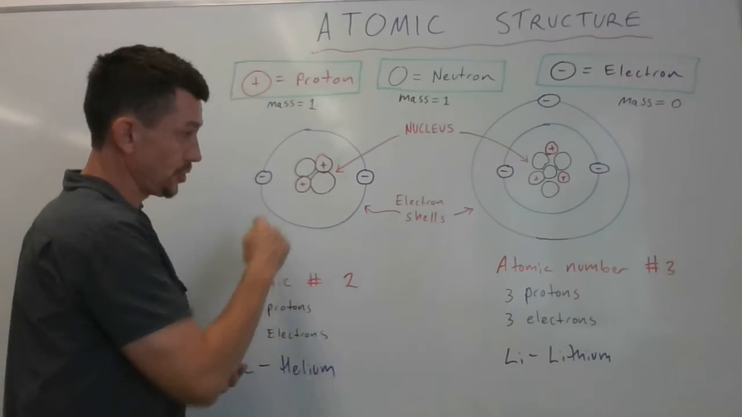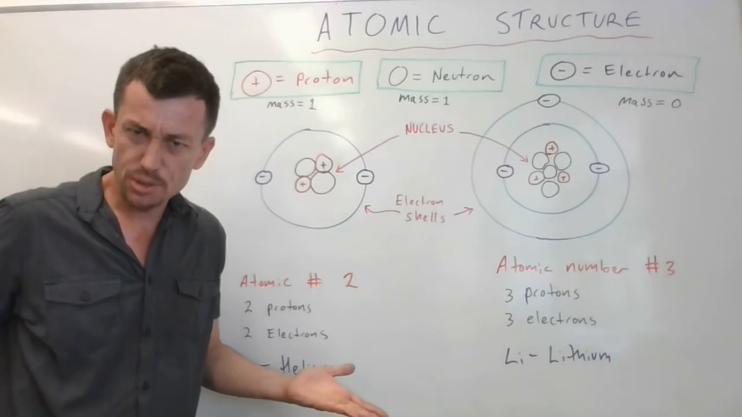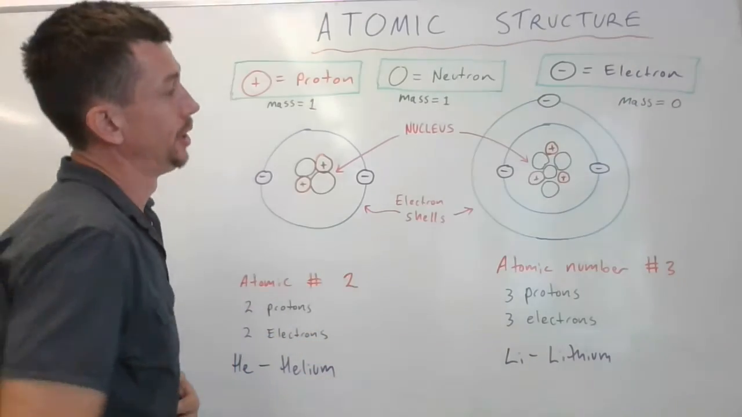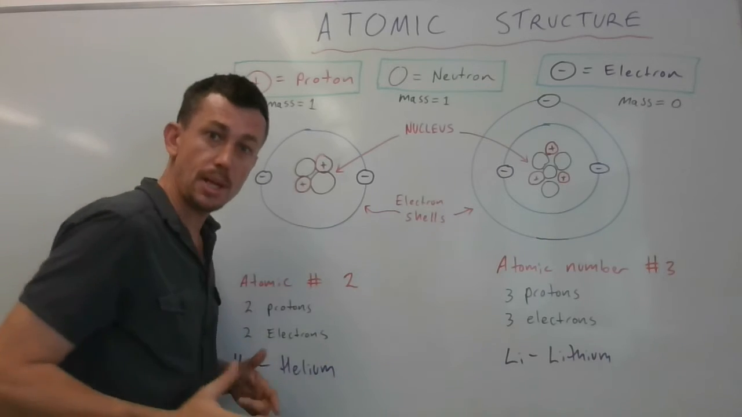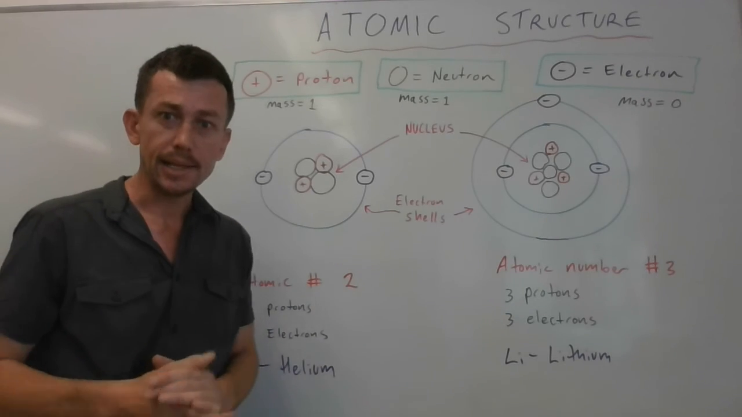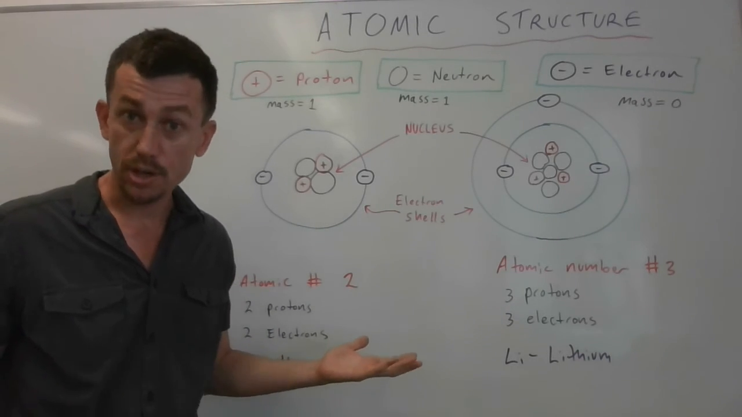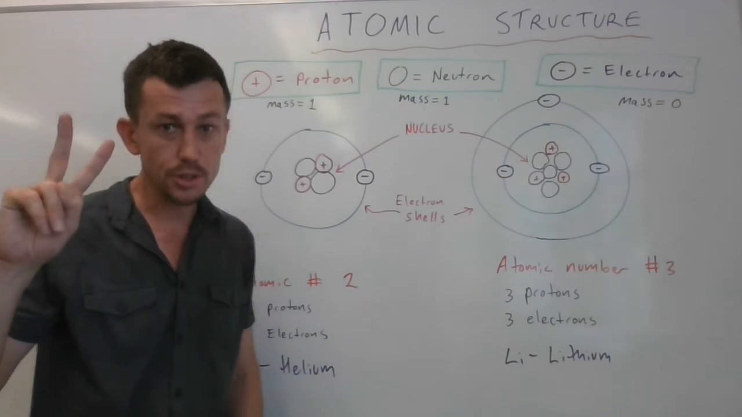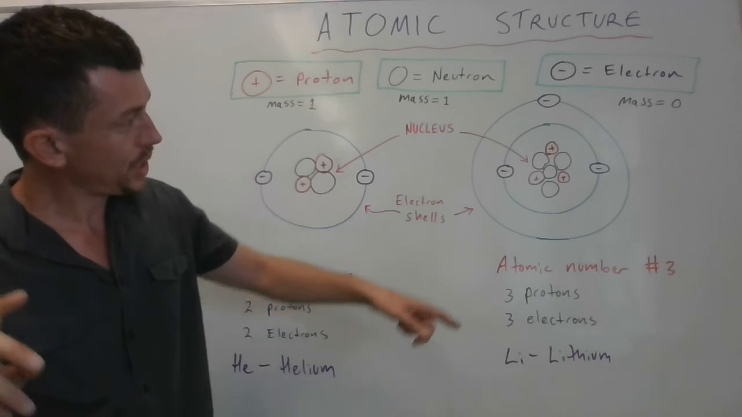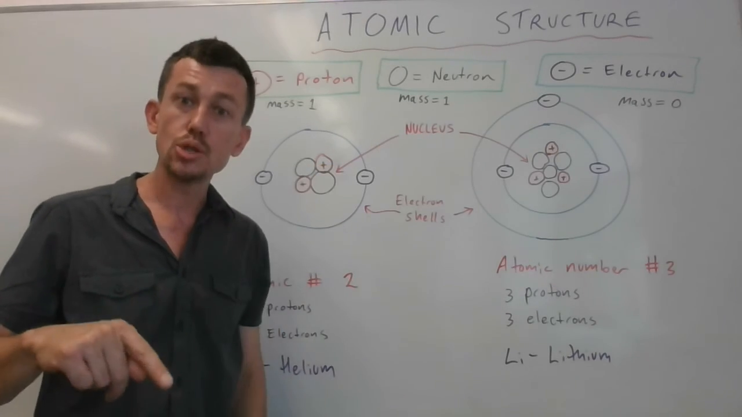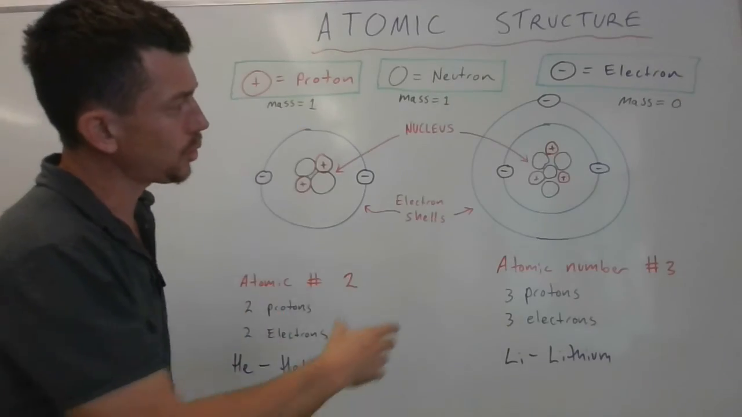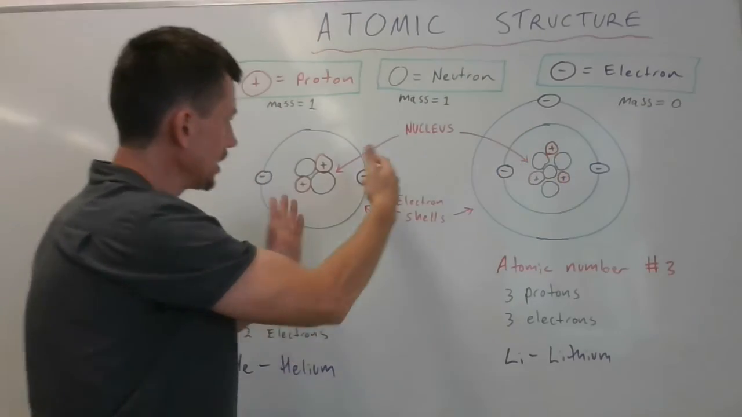Now, this first shell can only carry 2 electrons, but that's all right for helium because it only has 2 electrons. It's a nice fit. But when we go over to lithium, we see something different has to happen, and that is lithium has 3 electrons. Now remember, I said the first electron layer can only fit 2. So what do we do? We have to put the 3rd electron into a 2nd layer. Now what does this do? It makes the atom quite a bit larger than helium.